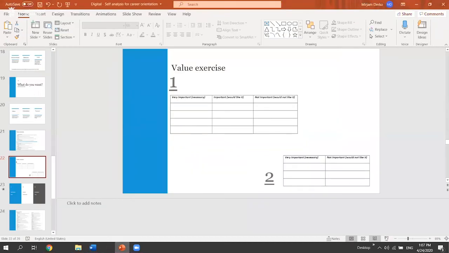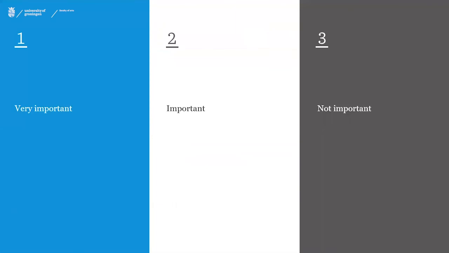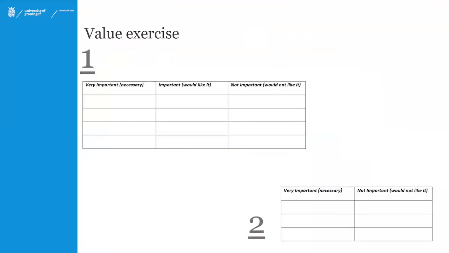So now pause the video and fill in the first part of the exercise. Fill in all the 40 values in these 3 boxes, and then for the second part of the exercise, you fill in the 2 boxes. All right, good luck.